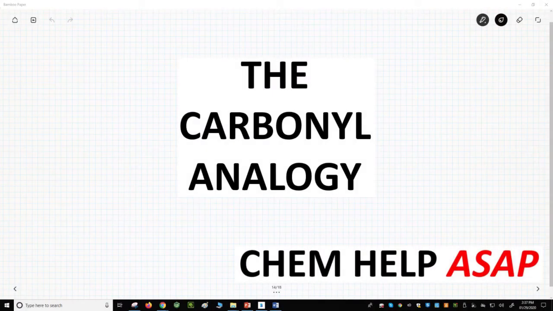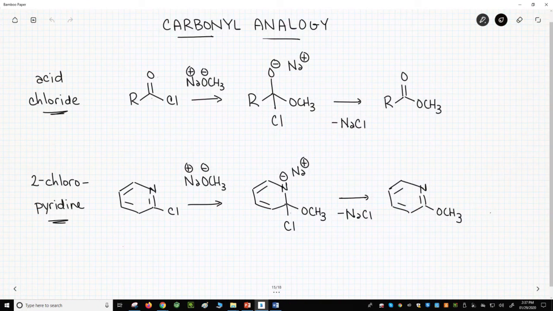Halogenated pi-deficient rings undergo the SNAr reaction, and we can understand this reaction by remembering the chemistry of carbonyls. The top of the screen shows the reaction of an acid chloride with sodium methoxide.